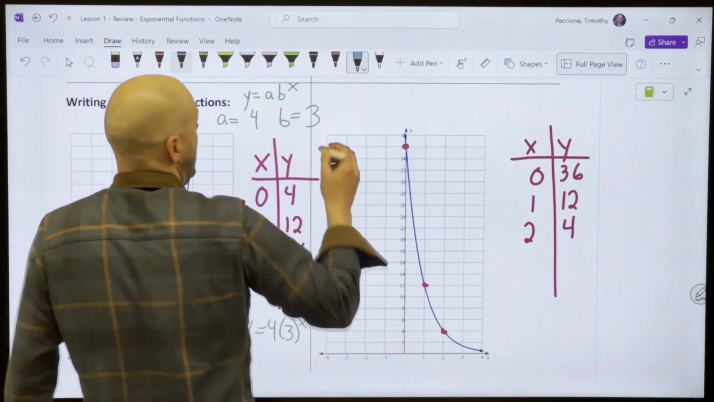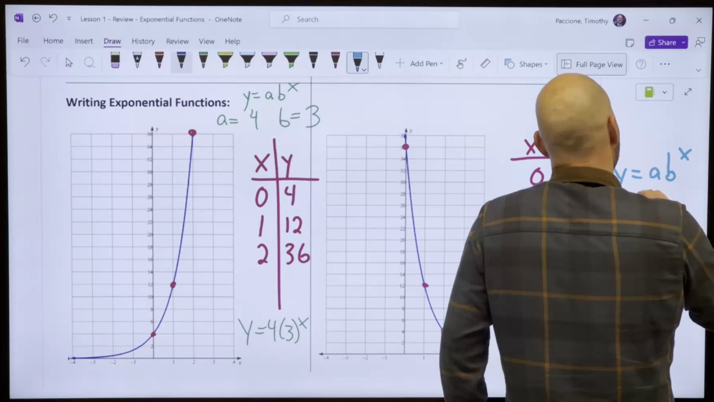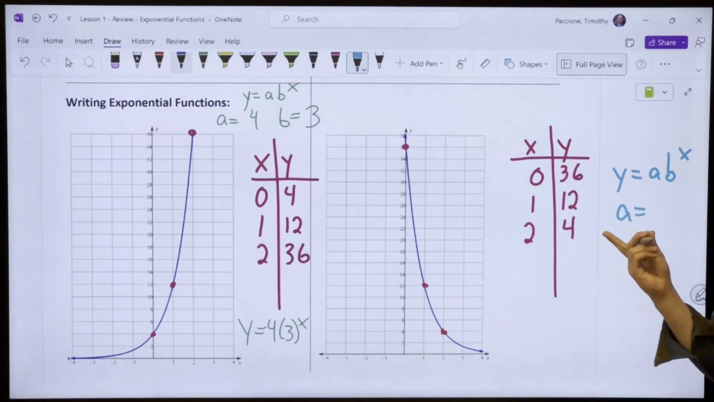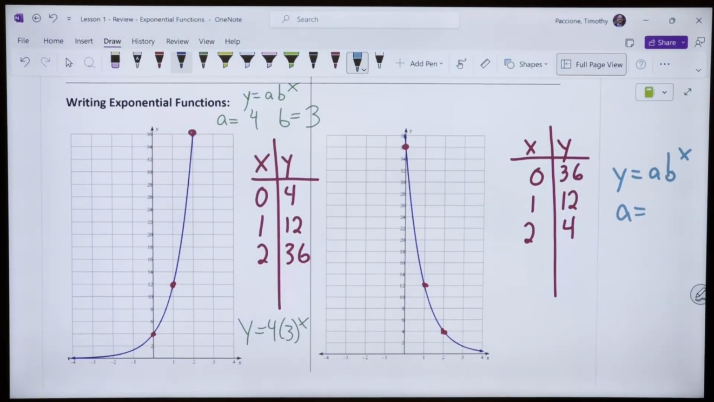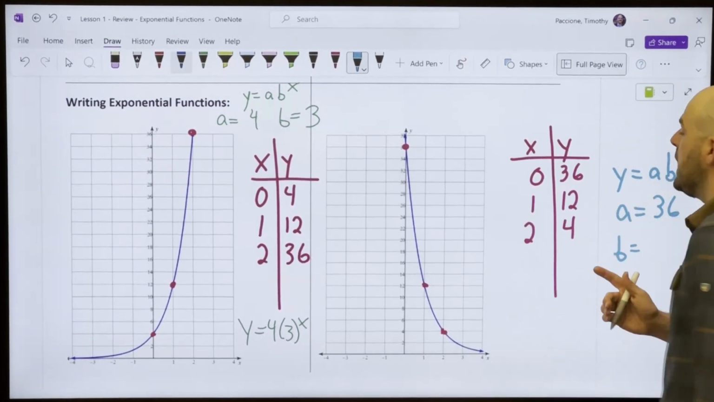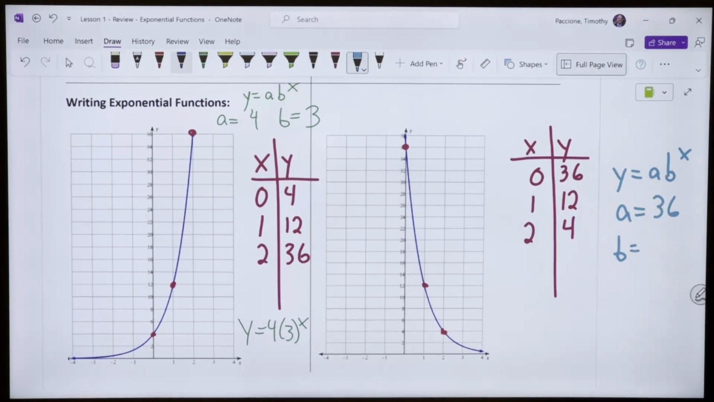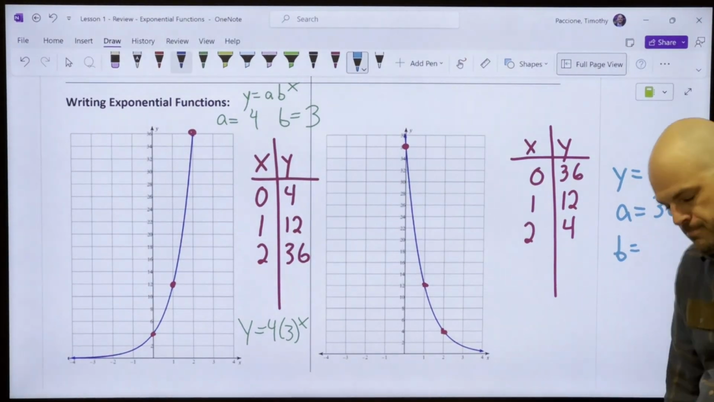Not as straightforward, right? Because if I'm trying to find y equals ab to the x, well, my a, I can find. That's when x is 0. What's that? 36. But my b is my multiplier. And I multiply something by 36 and I get 12. It's a fraction. It's got to be a fraction because it's going down. What is it? I was going to say you divide the first number by the second number and then put the 1 over your first, the final number.